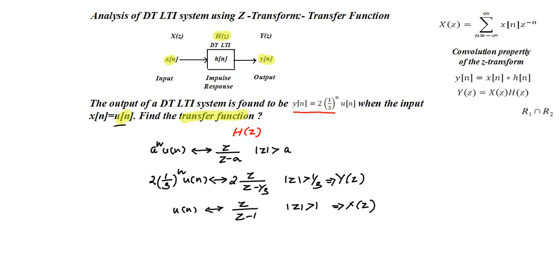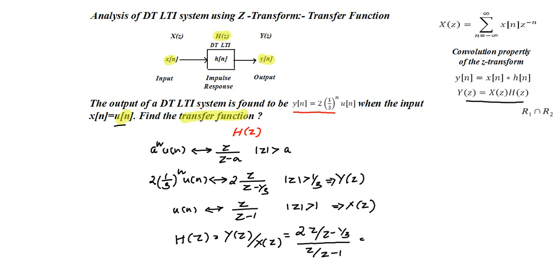And from this particular property you can write H(z). From this H(z) you can write Y(z) by X(z). So Y(z) is 2z by (z minus 1 by 3) the whole divided by z by (z minus 1). If you rearrange this, you will get 2 into (z minus 1) divided by (z minus 1 by 3).